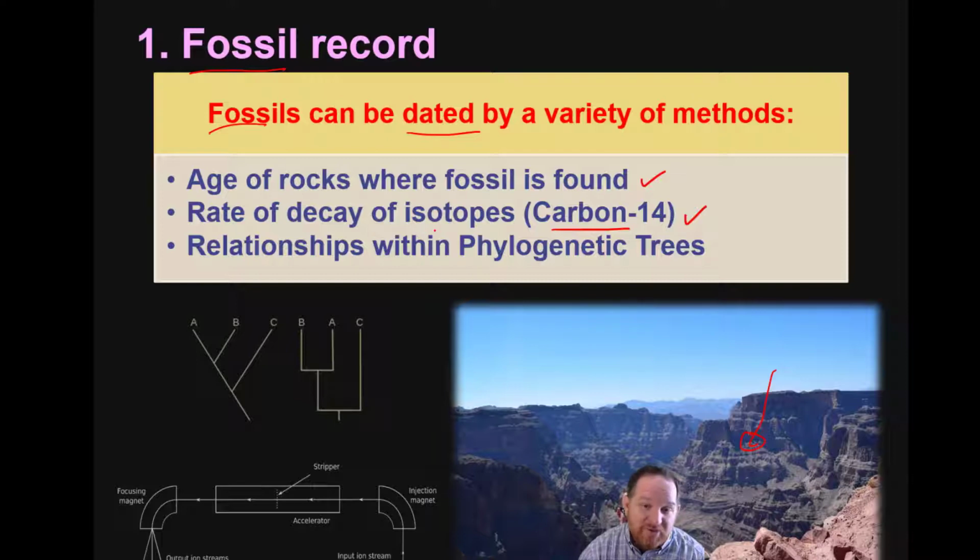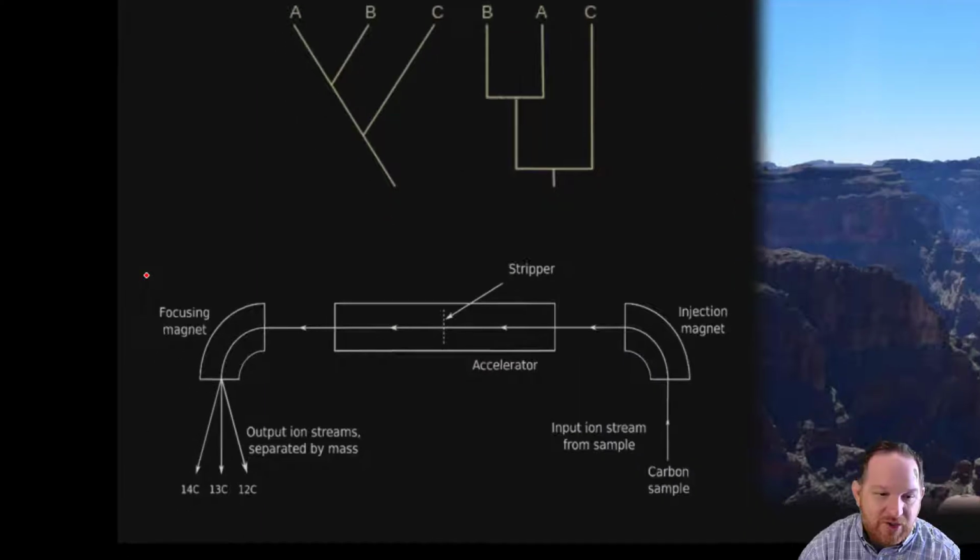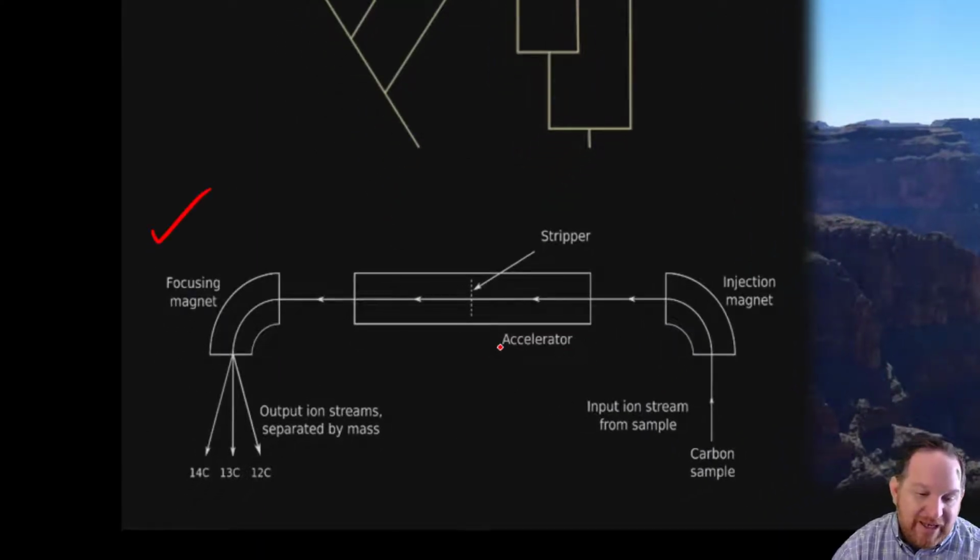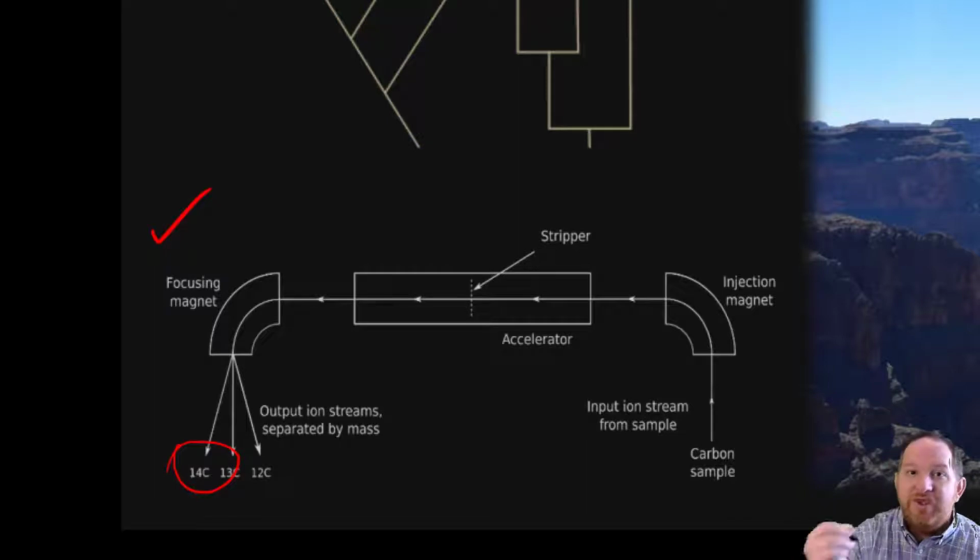One of the best ways we do it actually is through what we call carbon-14 dating. Carbon-14 is an isotope of carbon, which means it has a different number of neutrons than carbon normally has, and that means it's sort of radioactive and shows decay. And so if you look down here in this example, I'm showing you a simple, brief overview of how we can use an accelerator and magnets to put out some streams and measure the amount of decay coming off of these isotopes. So once we find that out, if we know the rate of decay, we can measure how old that particular fossil is.